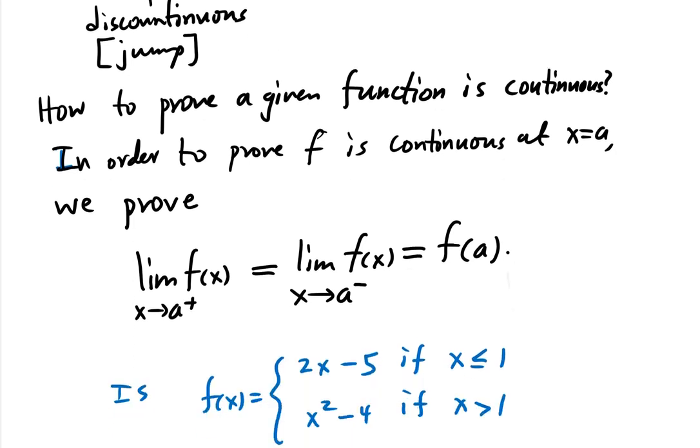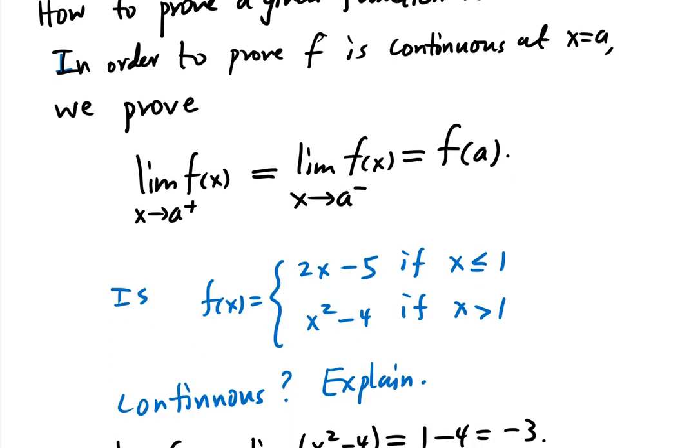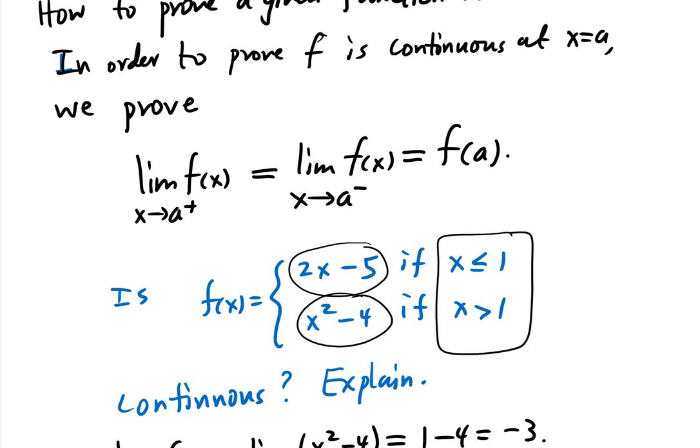If we look at an example, this is a piecewise function. Is this function continuous? In general, we know this straight line is continuous and this parabola is continuous. But there are some restrictions here. What happens at x equals 1? Do these two graphs meet at 1, or is there a hole in there, some kind of discontinuity? That's what we need to see.